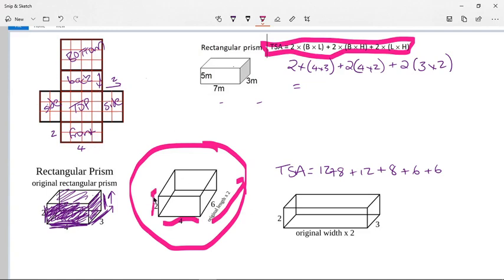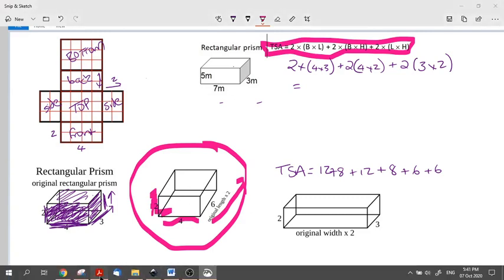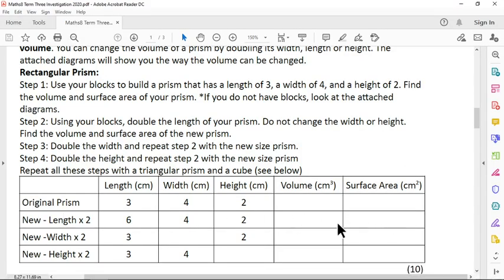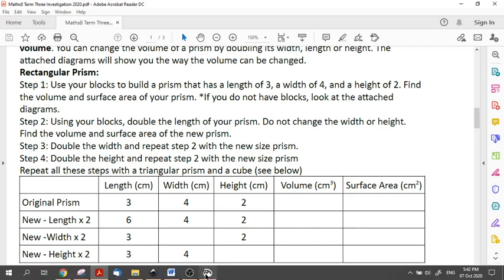You can put the numbers from the diagram over here on it, and then you work it out and you put the numbers in these boxes over here. And sad to say, because this is a task, you have to do it for all 3 prisms that you doubled the volume. Okay, and then you will have filled out this table.